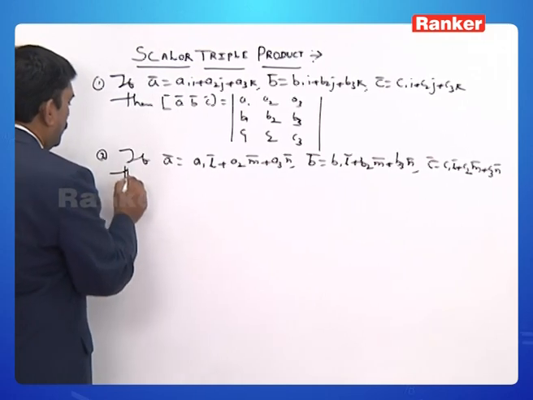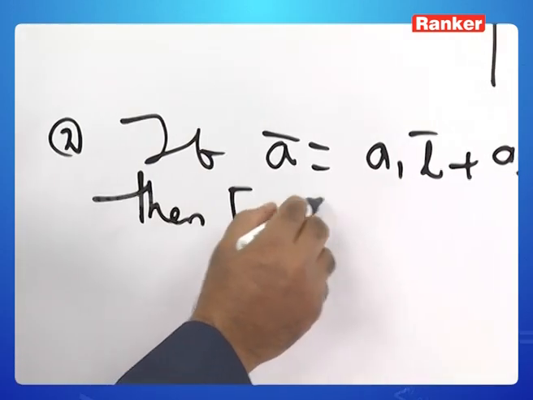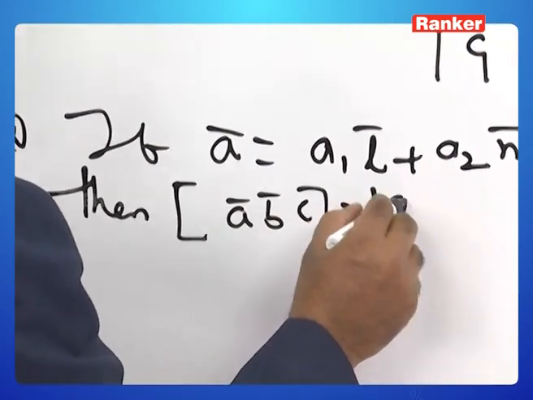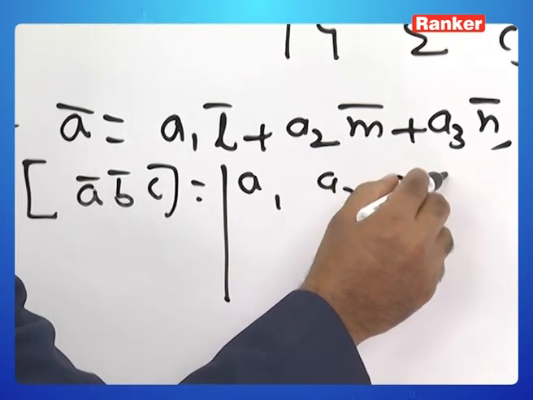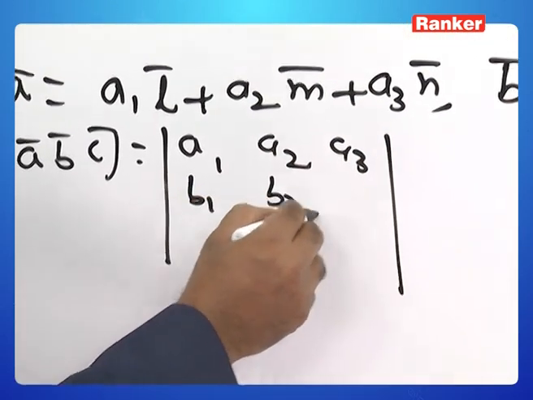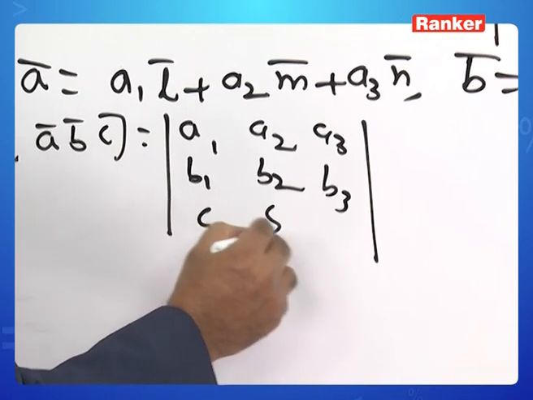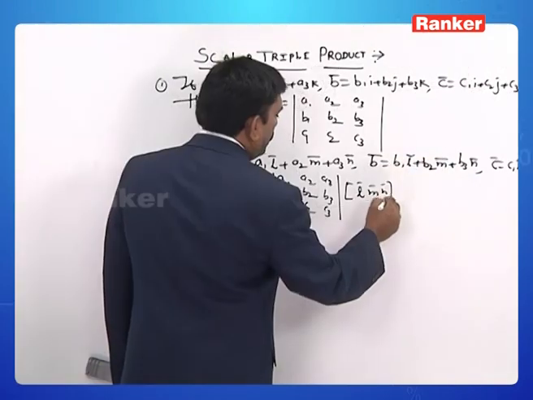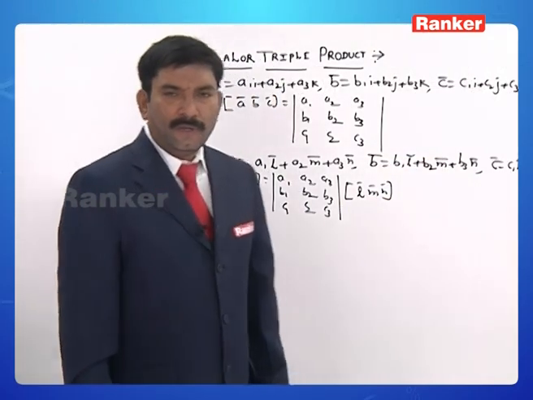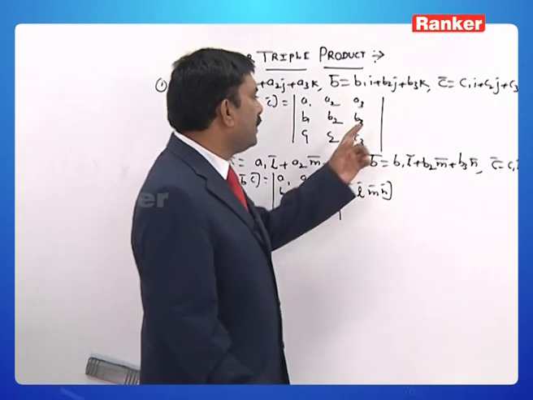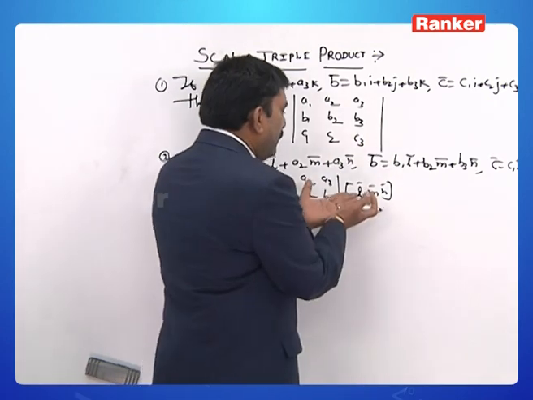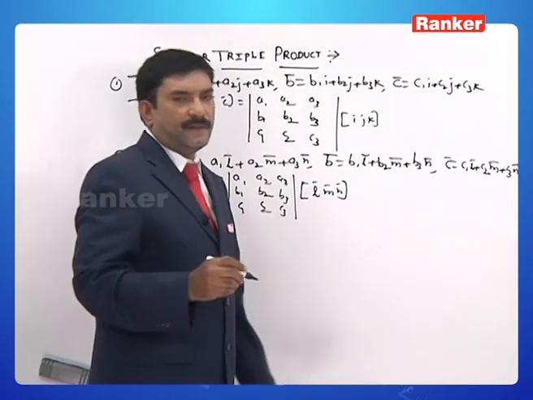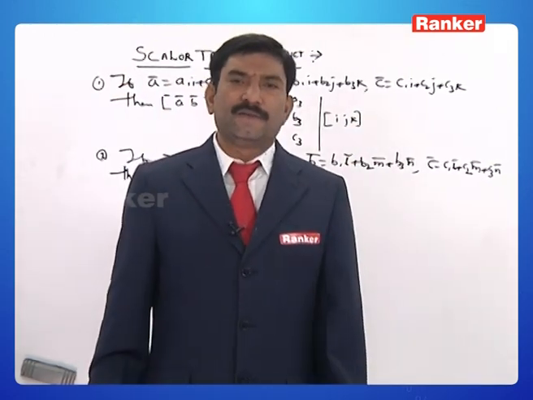Then box of A bar, B bar, C bar is equal to the determinant A1, A2, A3, B1, B2, B3, C1, C2, C3 into box of L bar, M bar, N bar. So then why are you not writing it here for i, j, k? If you want, you can write it using this. If you want, you can write i, j, k, but box of i, j, k is equal to 1.